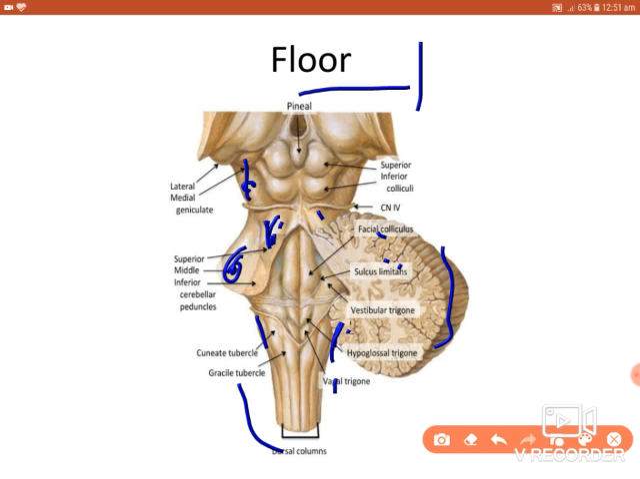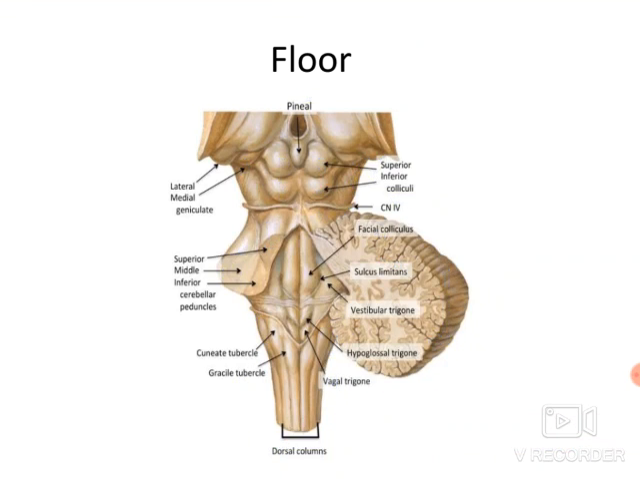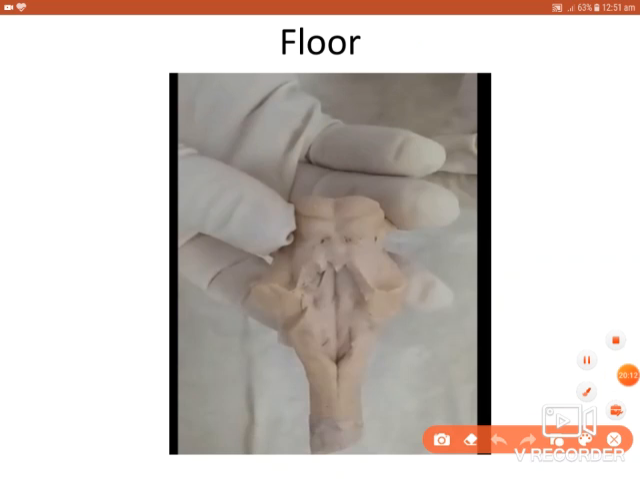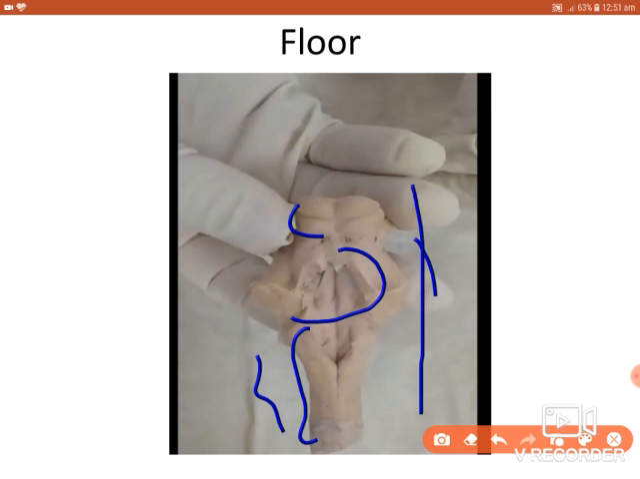So this part here is the dorsal aspect of the midbrain. Here you can see the superior and inferior colliculi. Then in this figure, the specimen of the floor of the fourth ventricle, you can see the dorsal aspect of the brainstem. This is the midbrain, there is the pons, and this is the medulla.